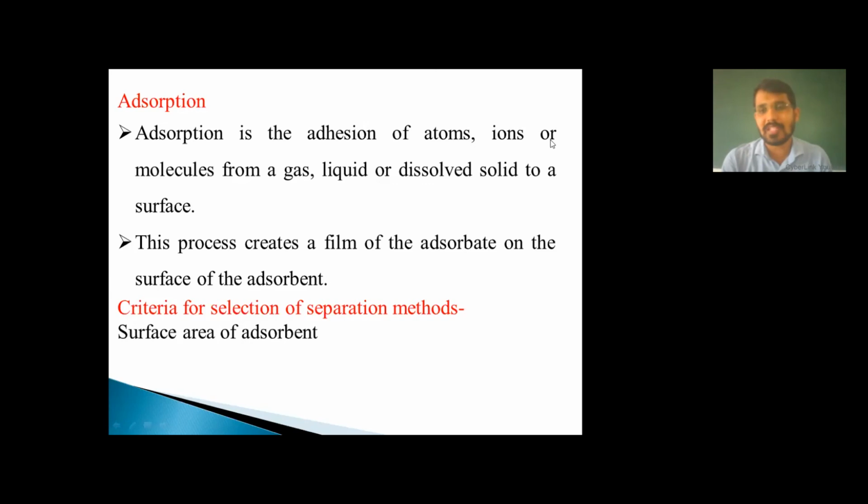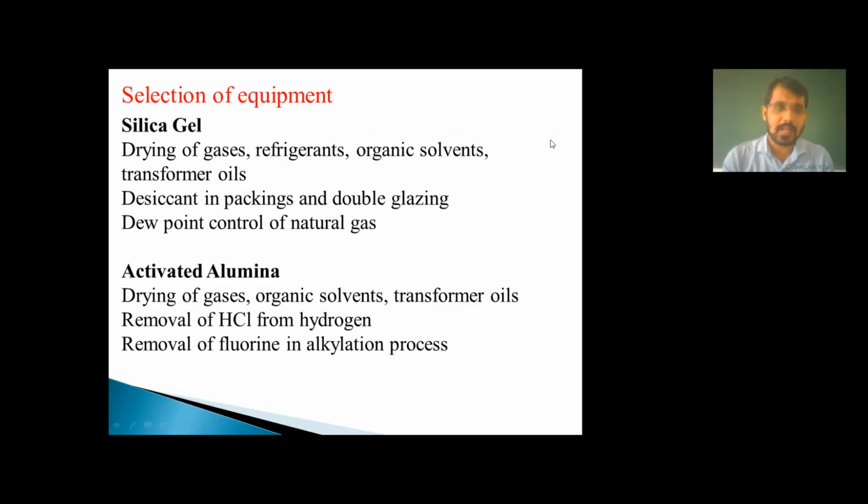And the criteria for this is the surface area of the adsorbent. Surface area should be as high as possible. Then we can adsorb as many particles over the surface of the adsorbent. After that, selection of equipment. In this concept, we are going for the selection of adsorbent. Equipment means selection of adsorbent. So first one is silica gel, then activated alumina. These both are adsorbents.